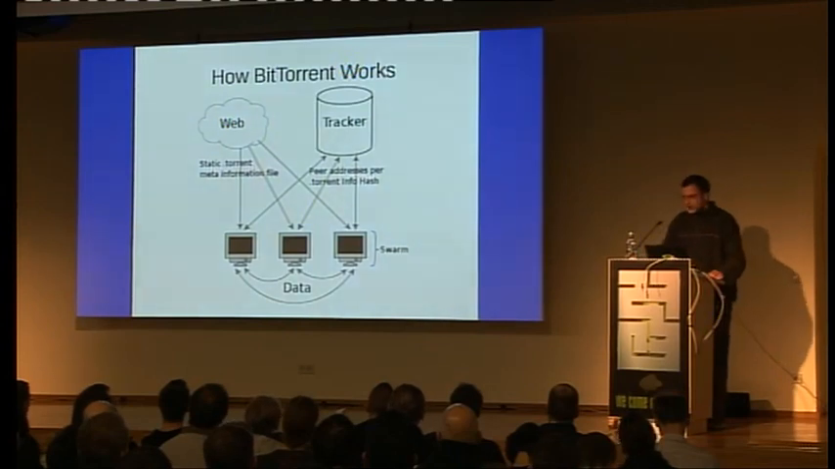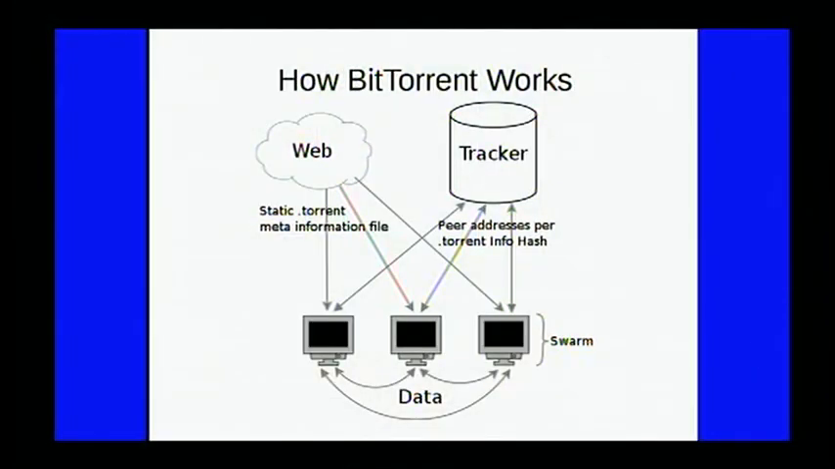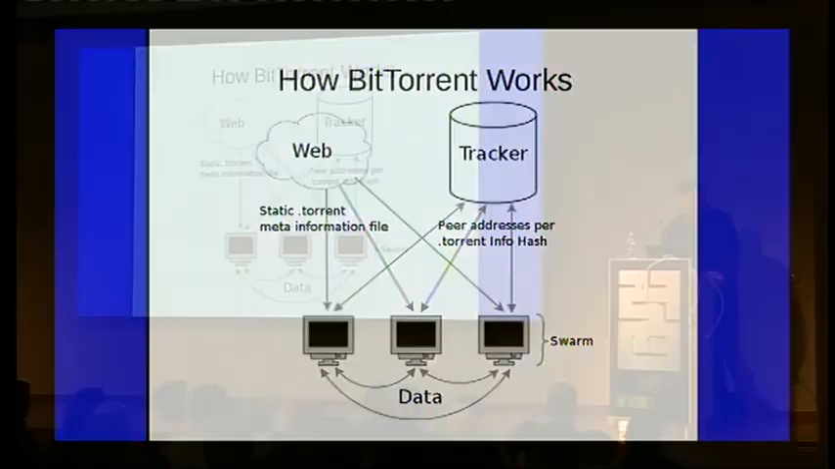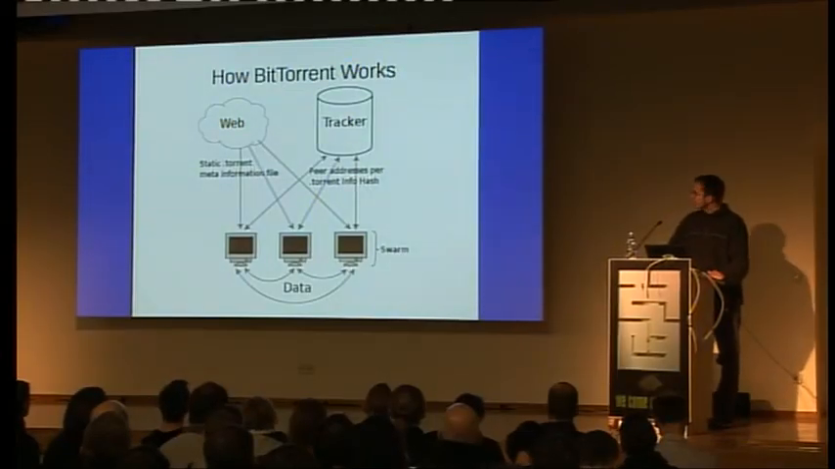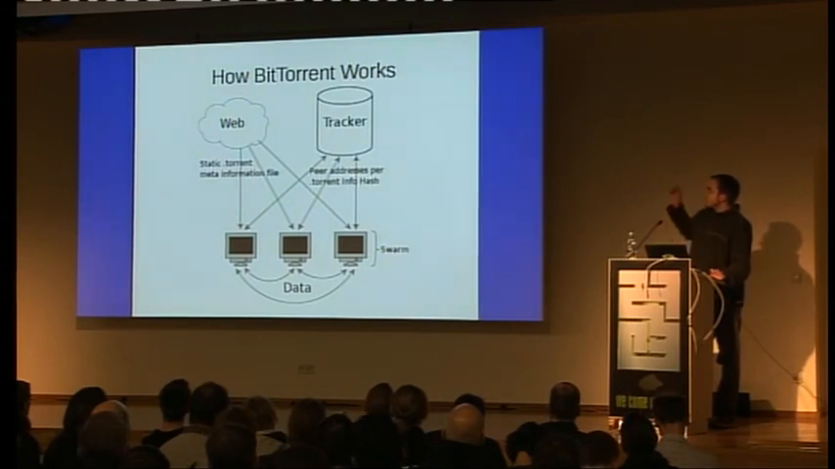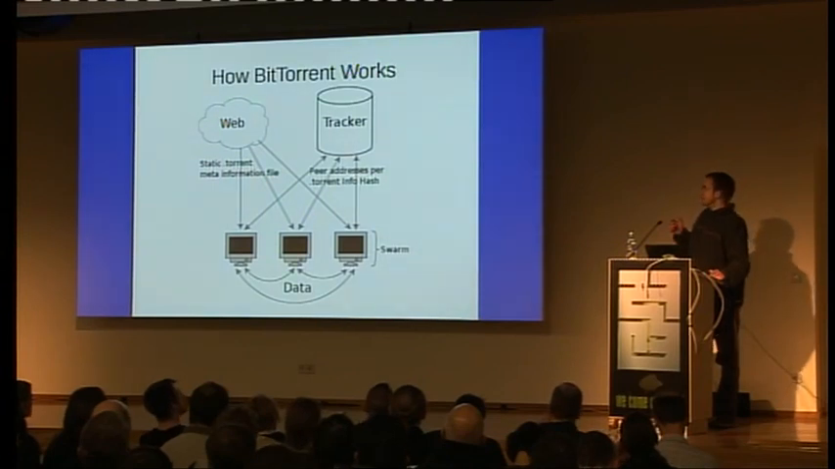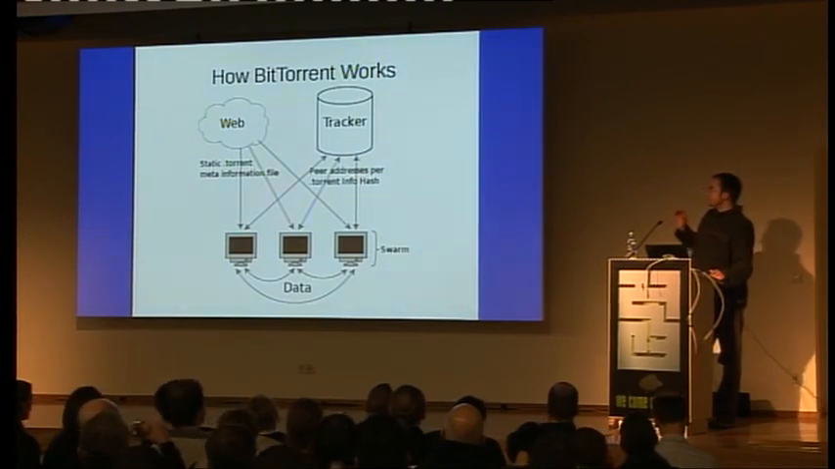I want to approach the topic by explaining why we need trackerless BitTorrent and how BitTorrent works conventionally. You need to fetch a torrent file first. It describes the data that is being exchanged between the peers. The peers are called the swarm. Once a client has the torrent file, it needs to do tracker requests. Trackers hold the peer addresses per torrent file.